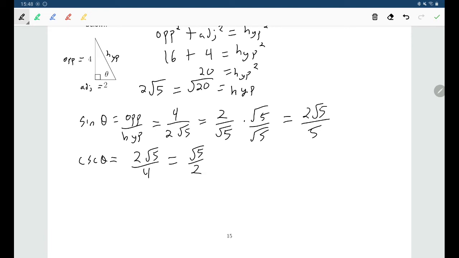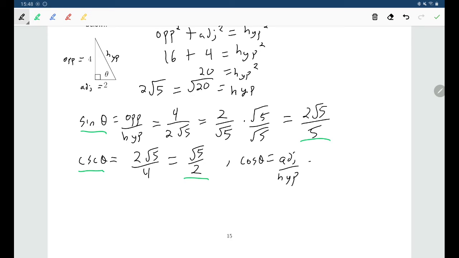And now we've got 4 more functions to find. So I'm just going to underline these so I don't lose them in the shuffle here. So I've got sine of theta and cosecant of theta. We've got those. And now we just need to find cosine and secant, tangent, and cotangent. So I'll do cosine of theta. And we know cosine is adjacent over hypotenuse. That's our definition for cosine.